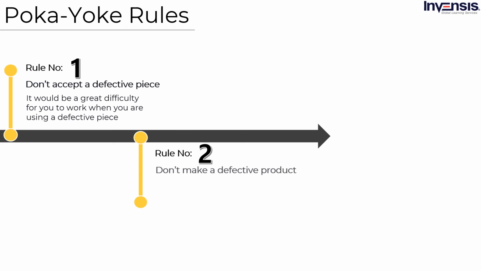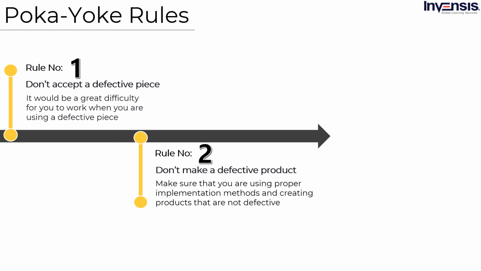The next rule is: don't make a defective product. It is a very good practice to make a proper product than a defective one. So, make sure that you are using proper implementation methods and creating products that are not defective.